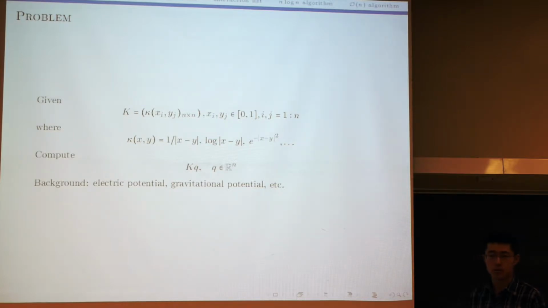As Nico introduced in the last talk, the Fast Multipole Method aims to compute the matrix vector product where the matrix is determined by a kernel function, kappa here, where kappa is a function of two variables. In our case, we are dealing with the one-dimensional version, so the points x and y are all on the real line. And we are going to compute the matrix vector product KQ efficiently in linear complexity.